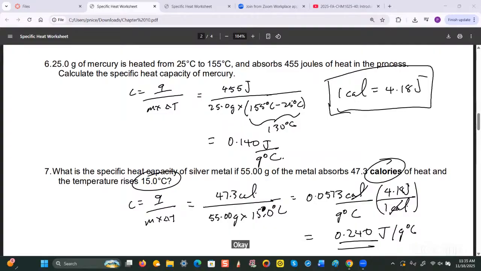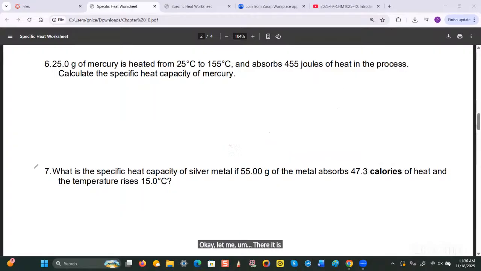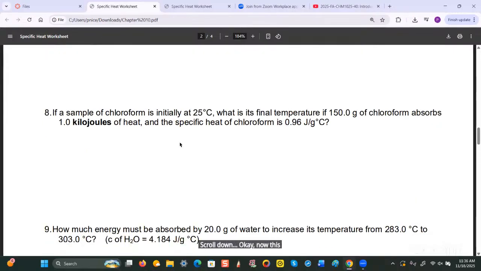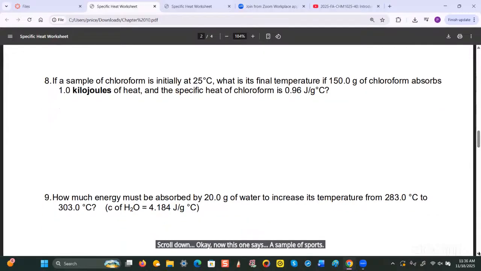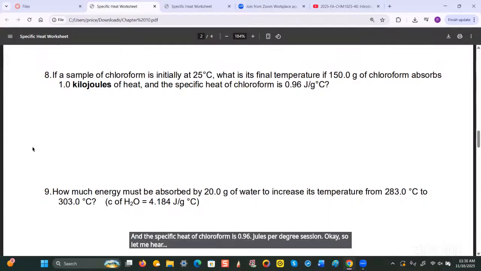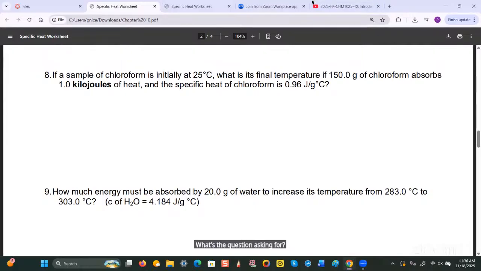Okay, let me clear this. Let's go down. Okay, now this one says if a sample of chloroform is initially at 25 degrees, what is its final temperature if 150.0 grams of chloroform absorbs 1.0 kilojoules of heat and the specific heat of chloroform is 0.96 joules per gram degree Celsius? Okay, so let me hear what you guys have to say about this one. What's the question asking for?